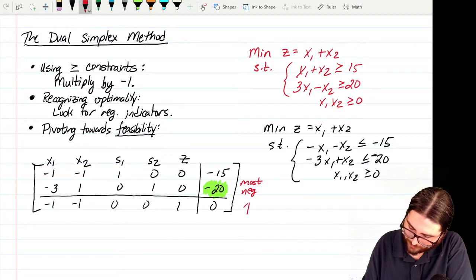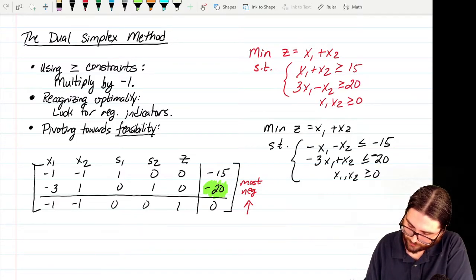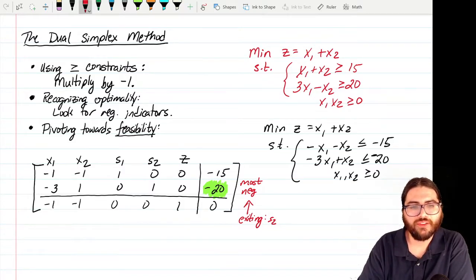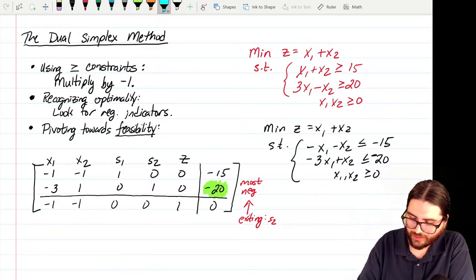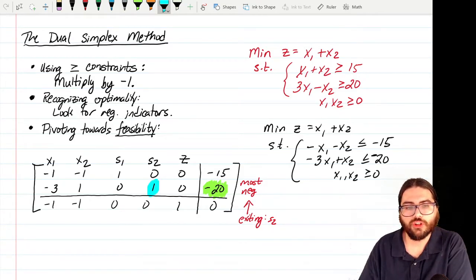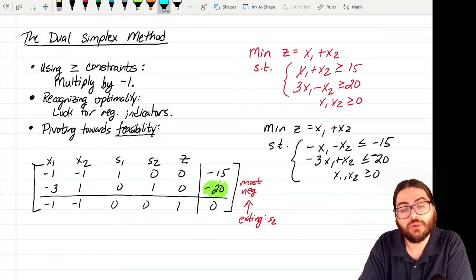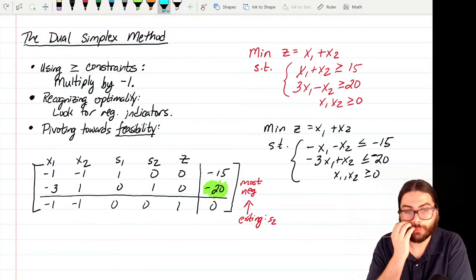And what that means is the exiting variable here is S2. You see how S2 is the pivot in the second row? I want this one to go to somewhere else in the second row. That means that S2 is going to be the exiting variable here.